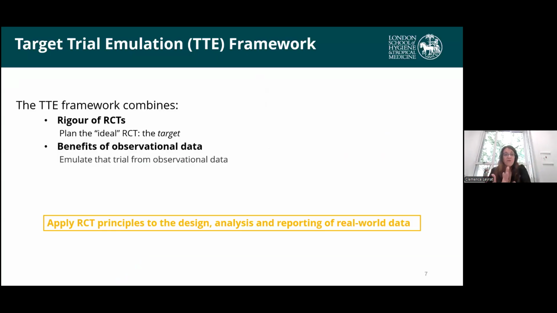Target trial emulation combines what we like about trials, their rigor, and we try to think in terms of an ideal trial. To answer our research question, what would this ideal trial be? We call that the target, and I will go back to this concept of ideal. We combine that with all the benefits of observational data: usually large sample sizes, long follow-up time, and quite a lot of covariates. The idea is to emulate, to try to mimic the target trial from observational data. So we are going to apply the principles of trials to the design, analysis, and reporting of real-world data.